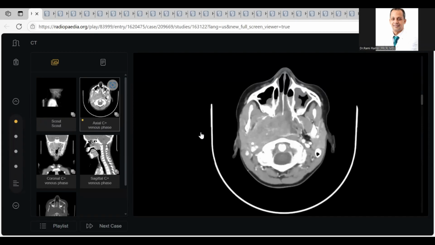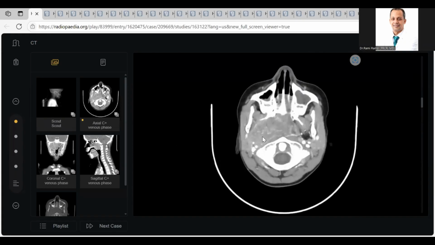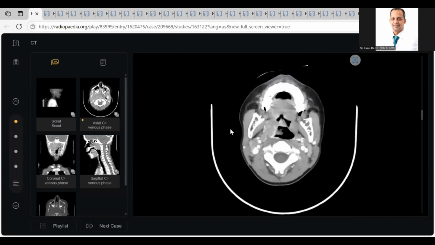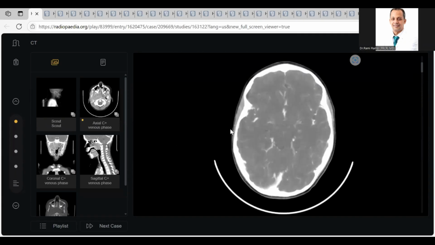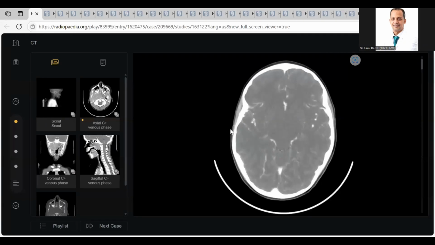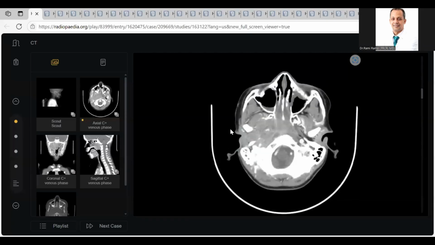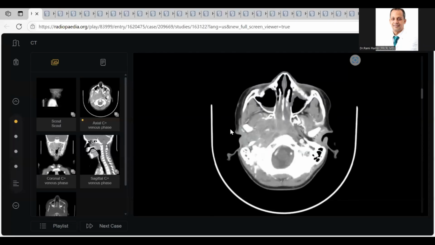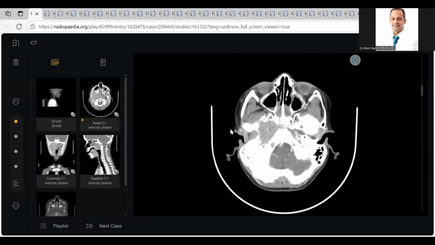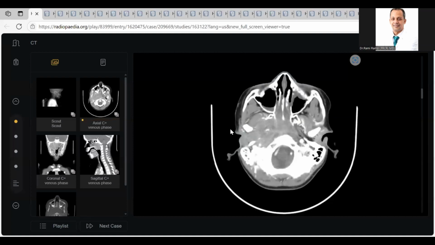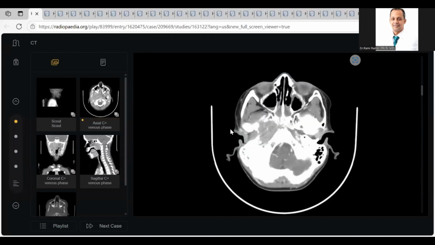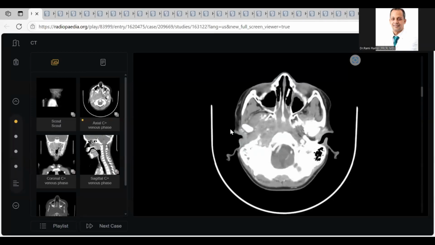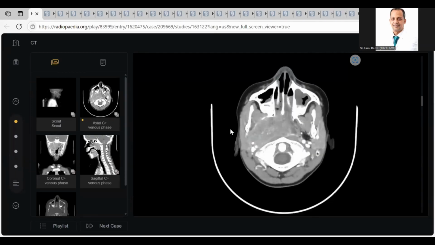Now I'm provided with a contrast enhanced scan. I'm scrolling. First of all I'll go to the top and then start commenting. The visualized section of the brain is unremarkable. As I scroll down, I can appreciate a large heterogeneous soft tissue enhancing mass lesion, predominantly centering in the region of the nasopharynx.